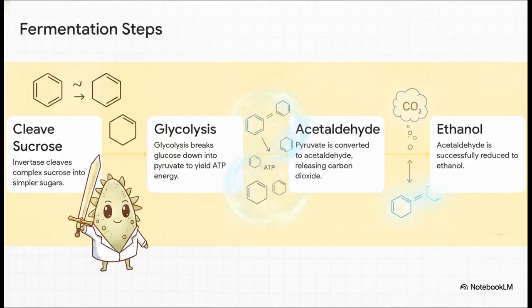Let's break down that machinery step by step. When yeast meets a complex sugar, like sucrose for instance, it first uses an enzyme called invertase to cleave it into simpler pieces. Then, a process called glycolysis snaps that glucose down into pyruvate, which gives the yeast a quick, vital hit of ATP energy. Next, that pyruvate gets converted into acetaldehyde, which releases that famous carbon dioxide. And for the grand finale, the acetaldehyde is reduced to ethanol.